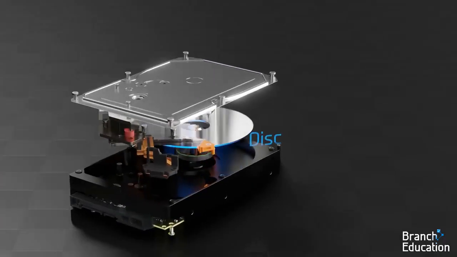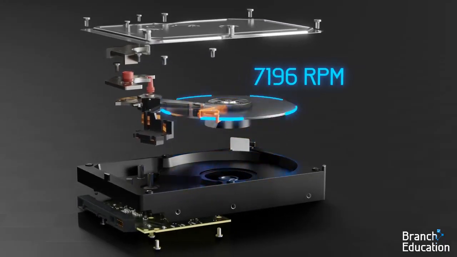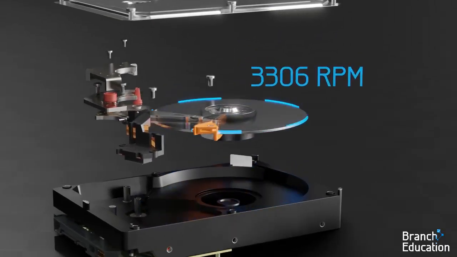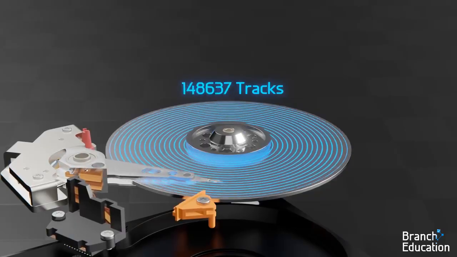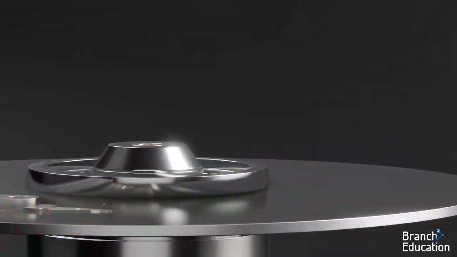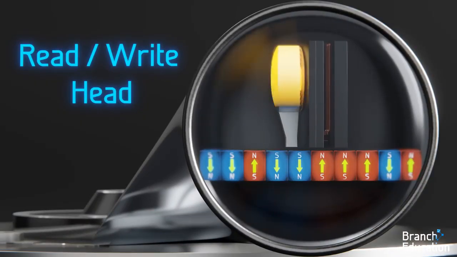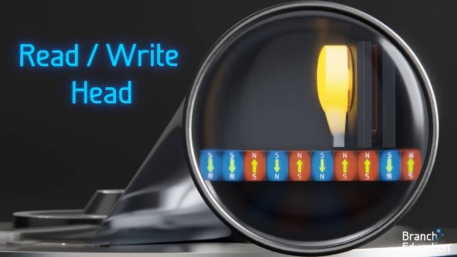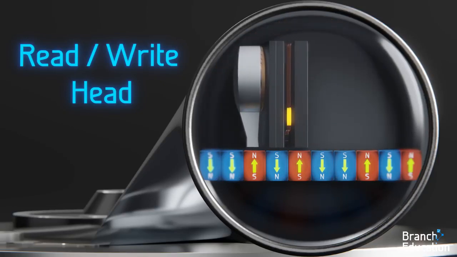Here we have a disk mounted to a spindle with a motor that rotates the disk at thousands of RPM. A read-write head moves across the disk in order to access a single track out of 500,000 other data tracks. Let's zoom in on the read-write head. The write head changes the direction of localized magnetic domains in a small layer on the disk, whereas the read head senses these changes in magnetic domains.